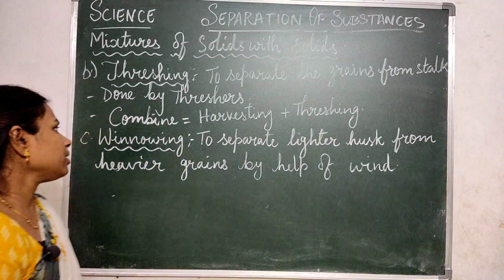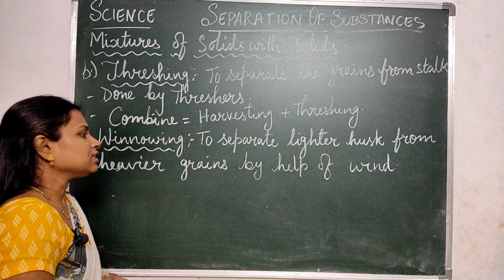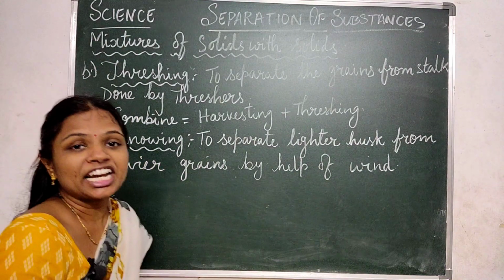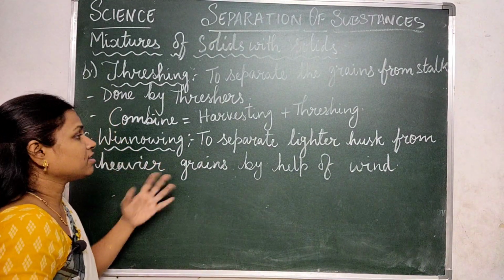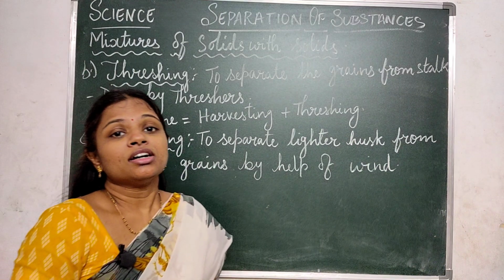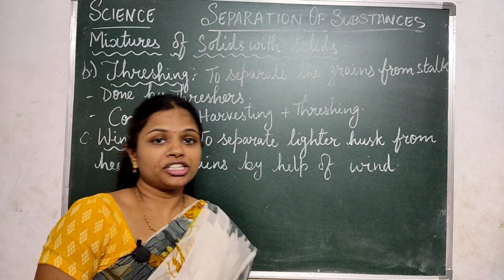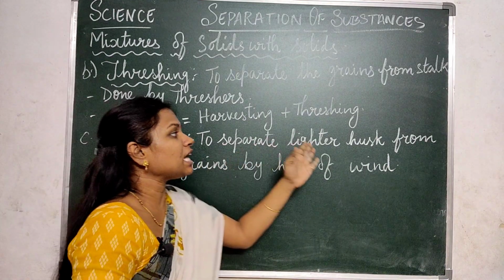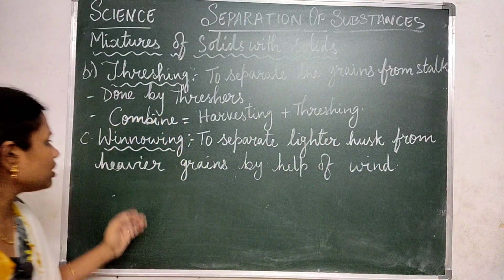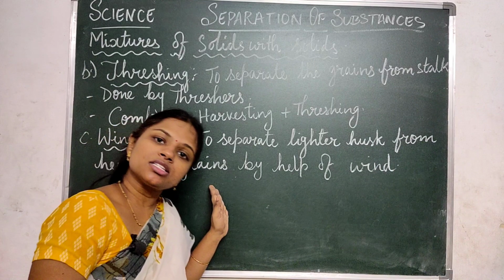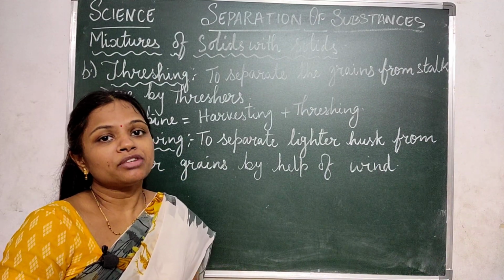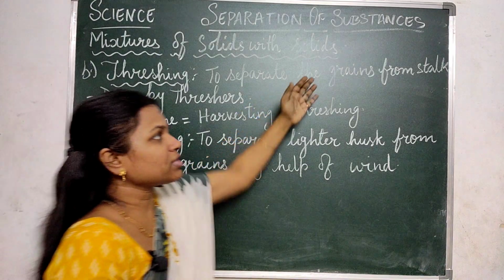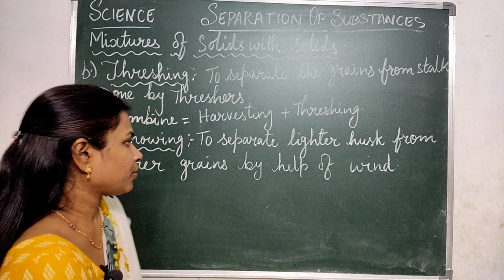Now coming to the next method, that is nothing but winnowing. From the word itself you can identify that this method uses the energy of the wind. This is mainly used to separate the lighter husk from the heavier grains. This is also one of the methods often used after the harvesting of the crop.